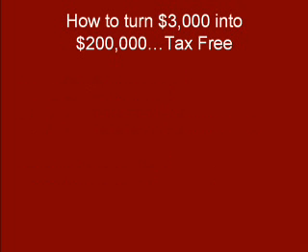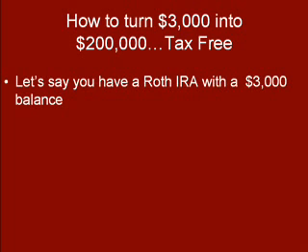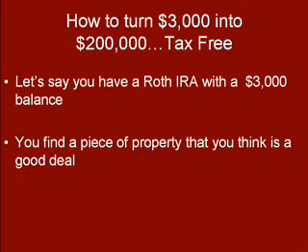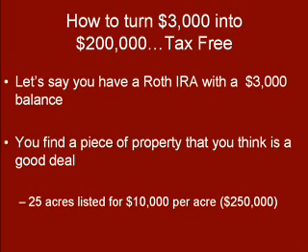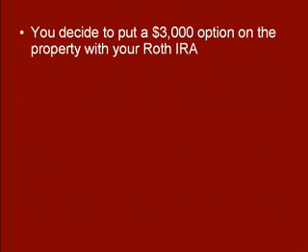Now let's look at how to turn $3,000 into $200,000 tax-free. So for those of you sitting there thinking, well, my retirement account doesn't have that much money in it, how could I possibly make money using a smaller balance? Here's how. Let's say you have a Roth IRA with a $3,000 balance. You find a piece of property that you think is a good deal. 25 acres listed for $10,000 per acre, which is $250,000.